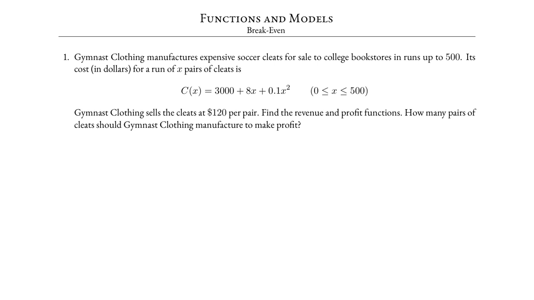Gymnast Clothing sells the cleats at $120 per pair. Find the revenue and profit functions. We are given the cost. How many pairs of cleats should Gymnast Clothing manufacture to make a profit?